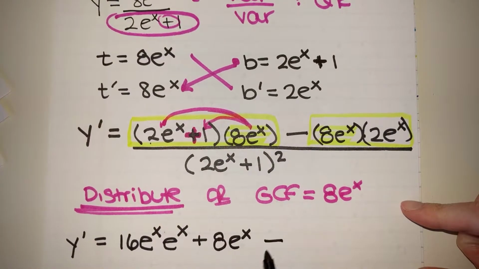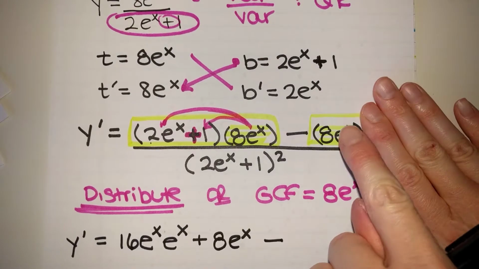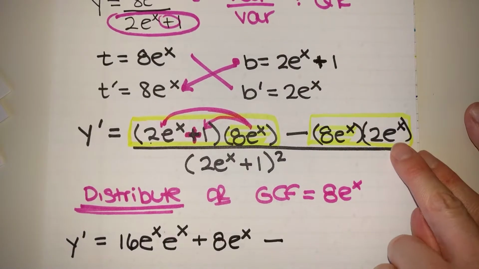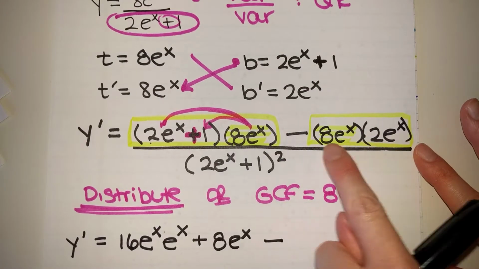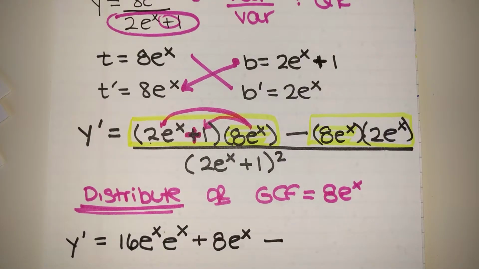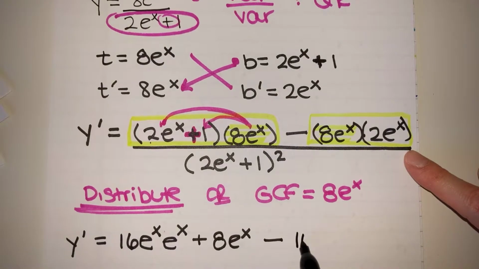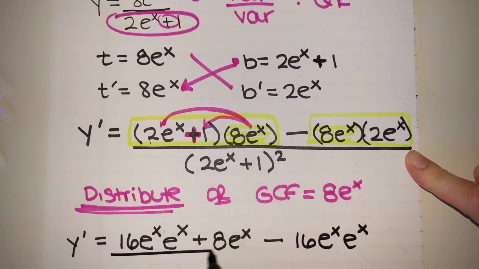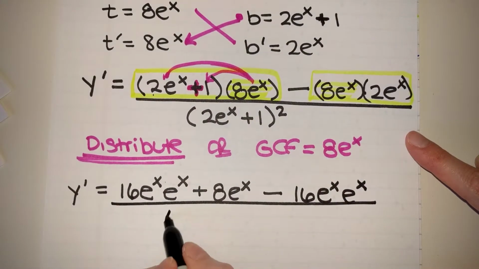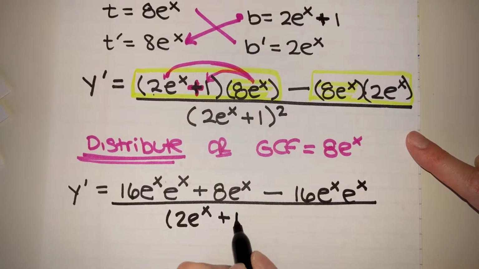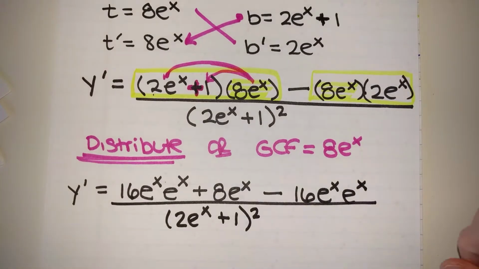All right, then we have minus. Now, here you'll notice you have one factor times another factor. So when we multiply this, we're just going to multiply it all together. We're not going to start distributing or anything. So we just multiply the 8 times the 2 to get 16 e to the x, e to the x. And that is all over 2e to the x plus 1 quantity squared.